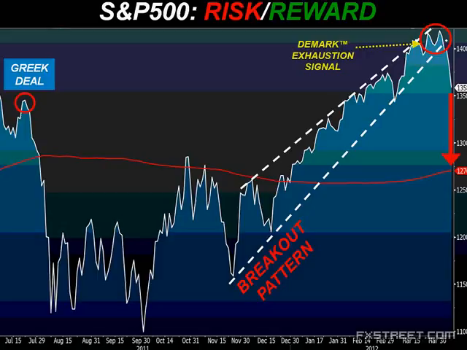So this could just be a healthy pullback. I think it would be more than that. But just keep in mind, either healthy pullback or potential dramatic setback to come.